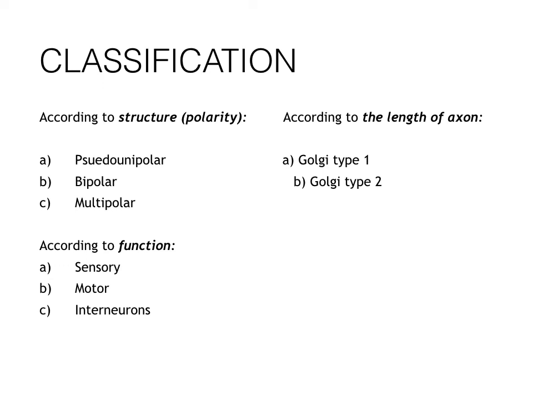So the classification of neurons based on polarity: you have pseudo-unipolar, bipolar, multipolar. According to the function, you have sensory, motor and interneurons. According to the length of axon, you have Golgi type 1 and Golgi type 2.